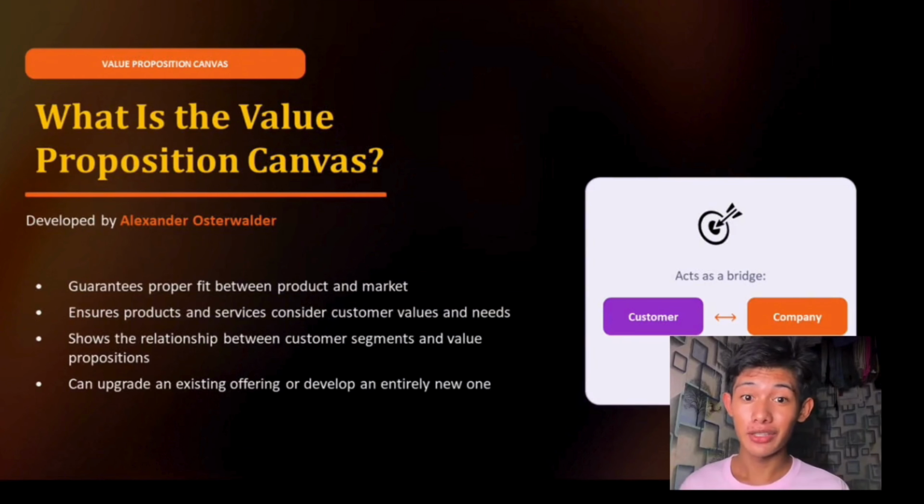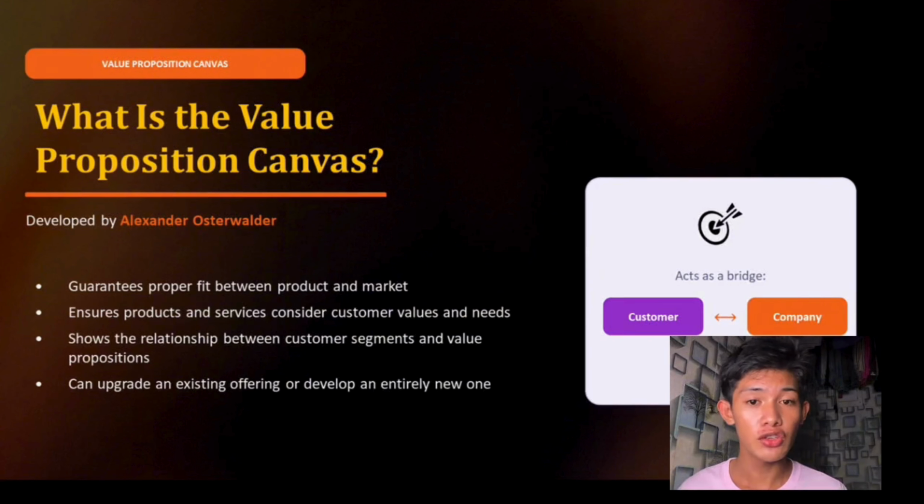Now po, let's proceed to the value proposition canvas, which was developed by Alexander Osterwalder. So, si Alexander Osterwalder po was a well-known business theorist and an entrepreneur. So, his goal po in creating this tool was to guarantee a proper fit between the product and the market. So, in other words po, yung VPC po, minimake sure niya po na yung product or service truly considers the values and needs of the customers.